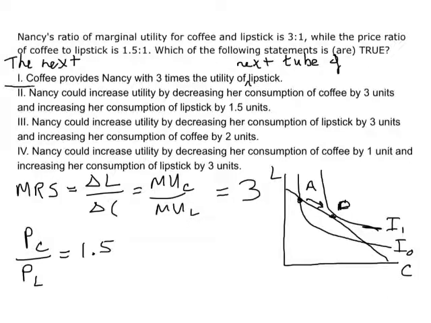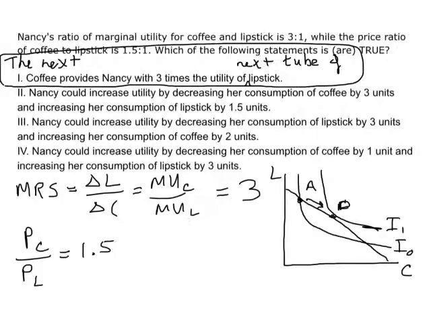Once I change it to be marginal, this first statement is true. The marginal utility of coffee divided in ratio to the marginal utility of lipstick is 3. That's given, and as long as we understand that this first statement refers to the marginal, that's true. Statement 2: Nancy could increase utility by decreasing her consumption of coffee. Okay, that's out. We just decided she needs to increase her consumption of coffee, so we can rule 2 out. And then 4, again, 4 has her decreasing coffee. That's out. Statement 3: Nancy could increase utility by decreasing her lipstick consumption by 3 units and increasing her consumption of coffee by 2 units.